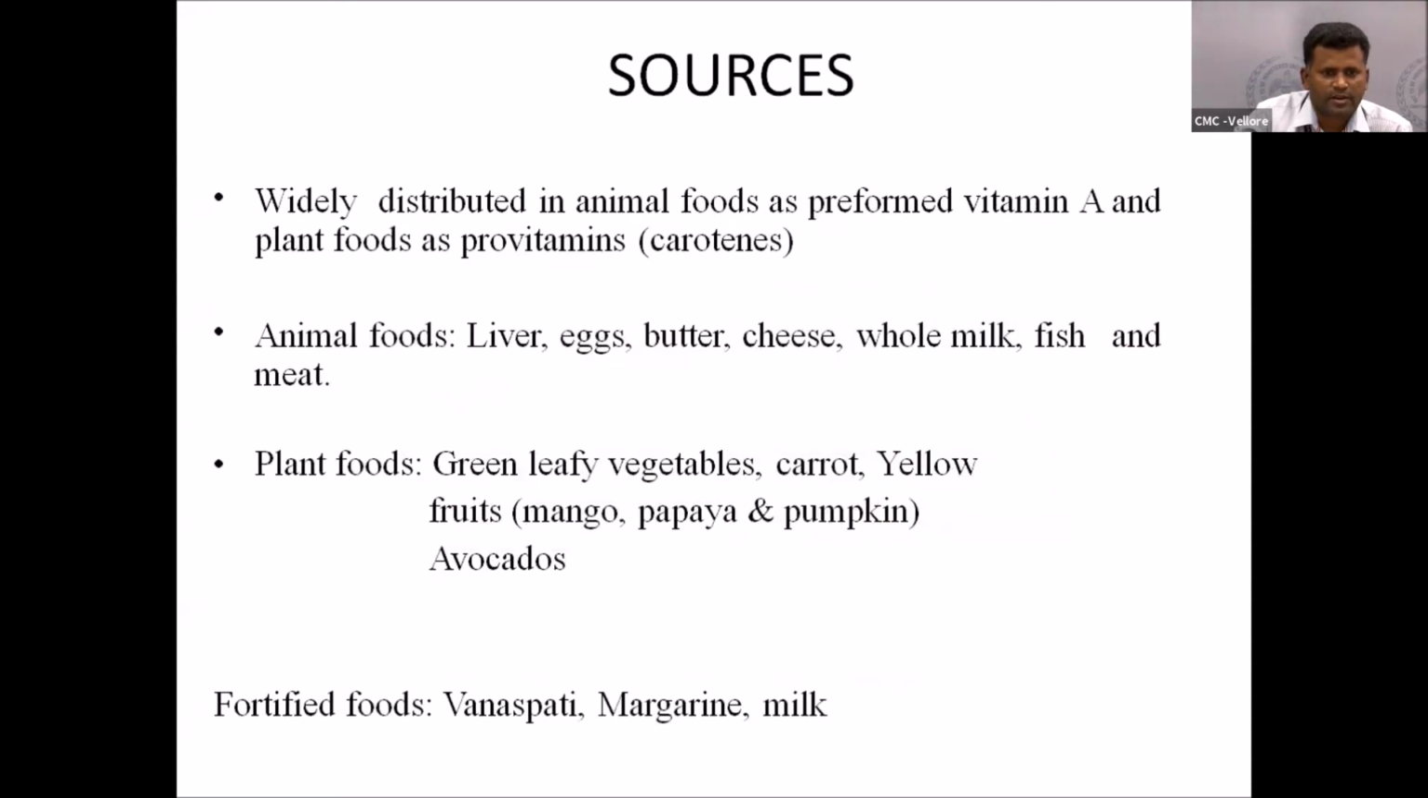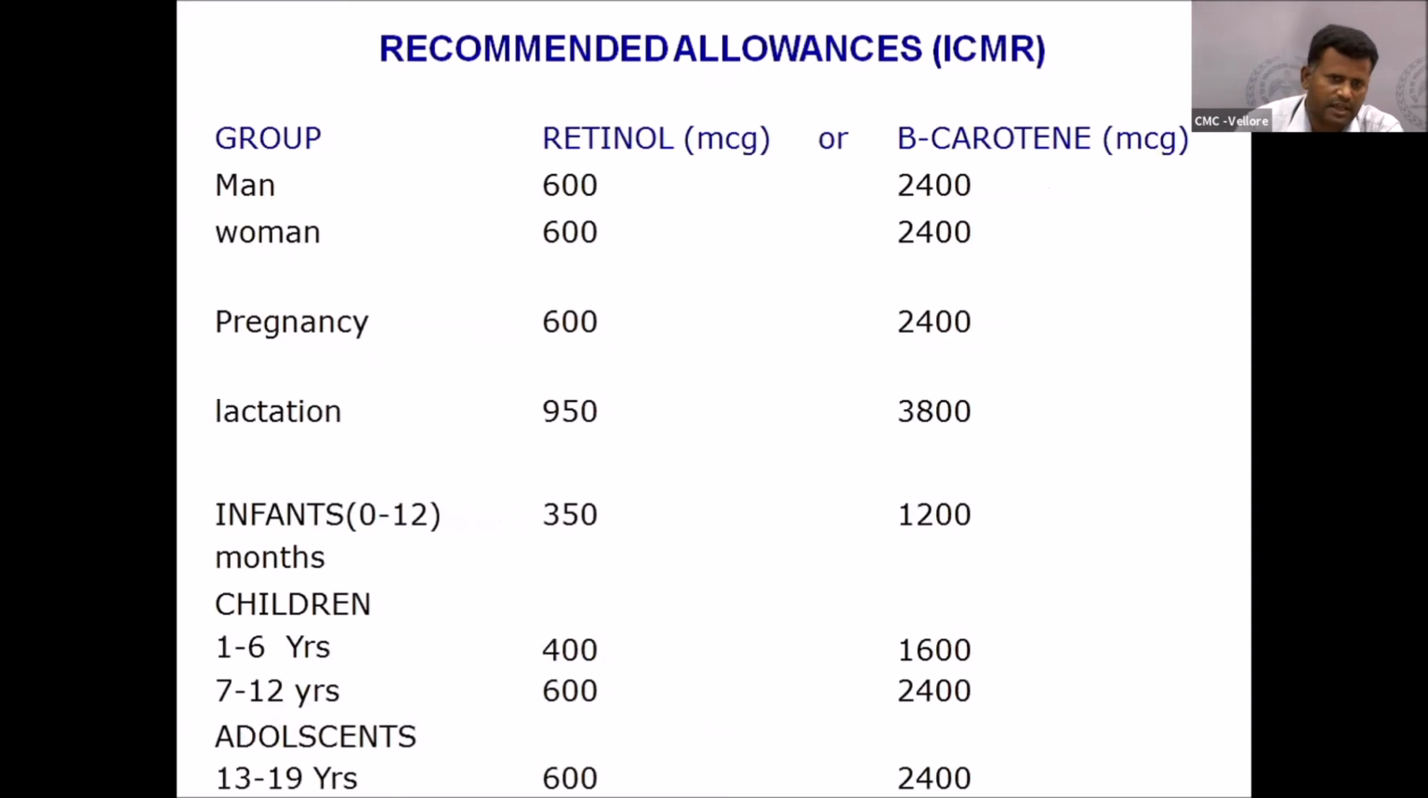So the animal foods like liver, egg, butter, cheese, whole milk, fish and meat are good sources of vitamin A. And plant foods, mainly green leafy vegetables and other fruits, avocados, and sometimes fortified foods like vanaspati and milk, are also sometimes fortified with vitamin A. So what is the ICMR RDA of vitamin A?